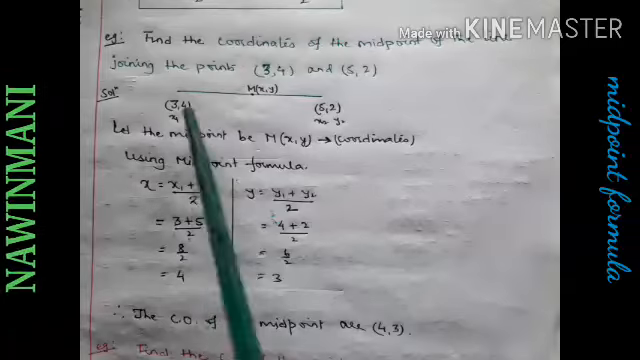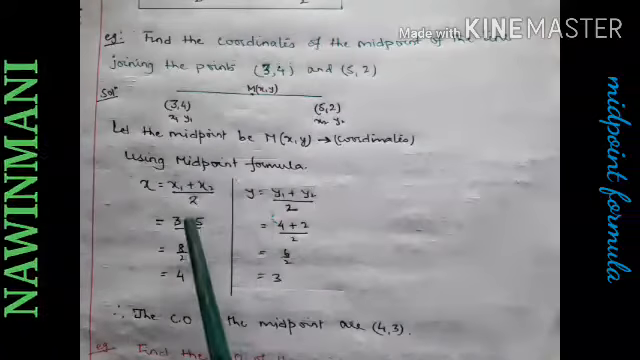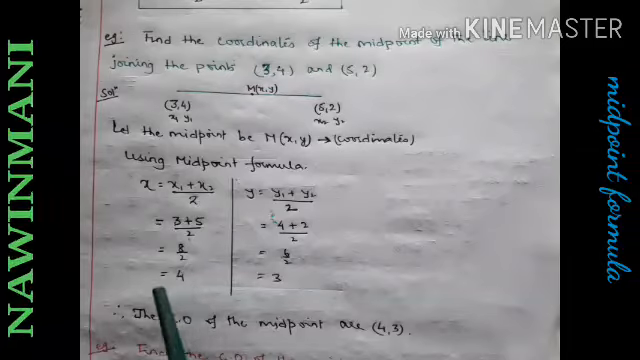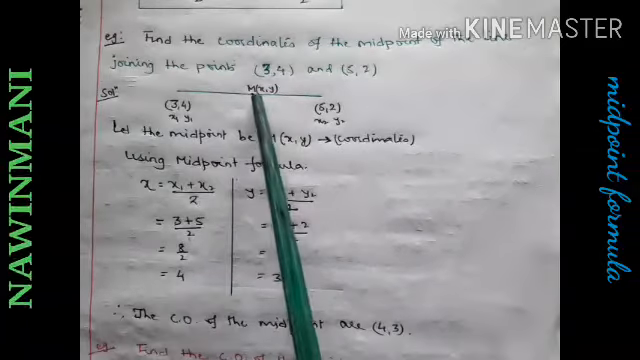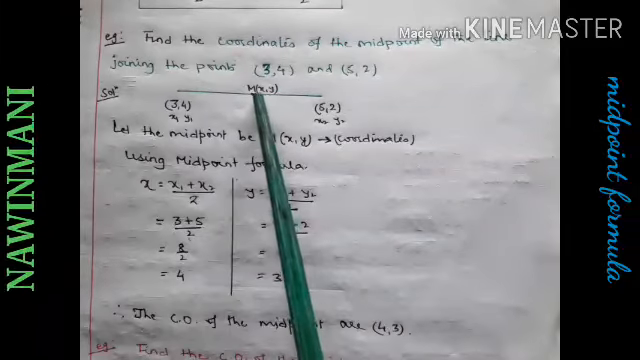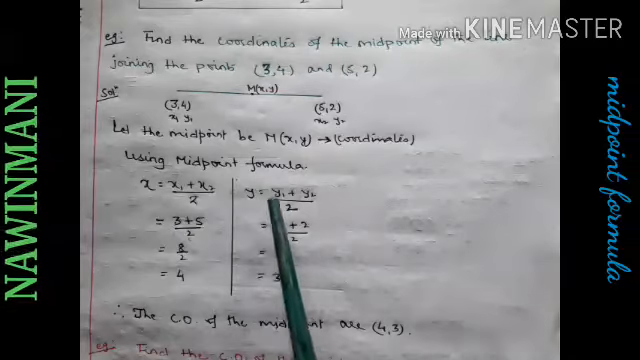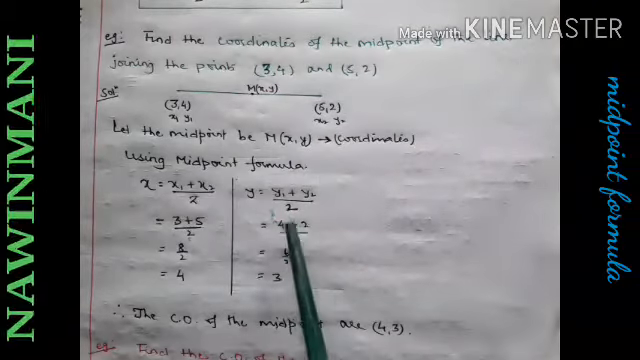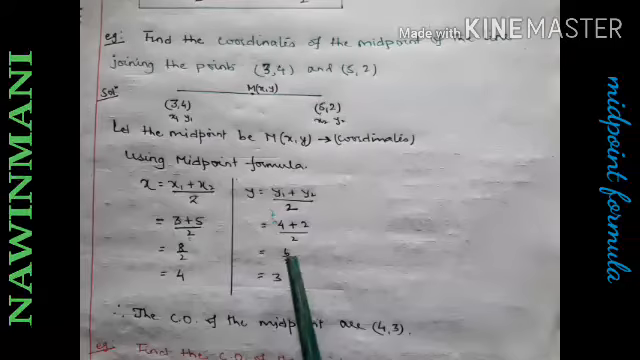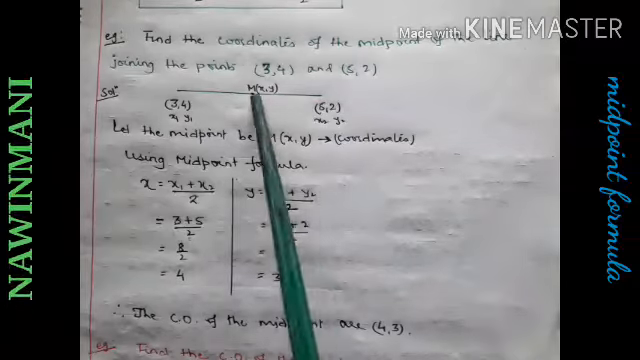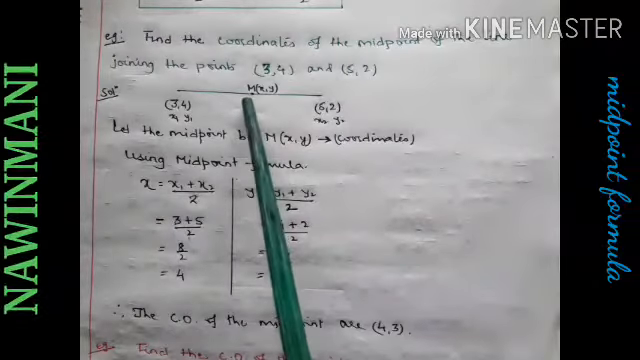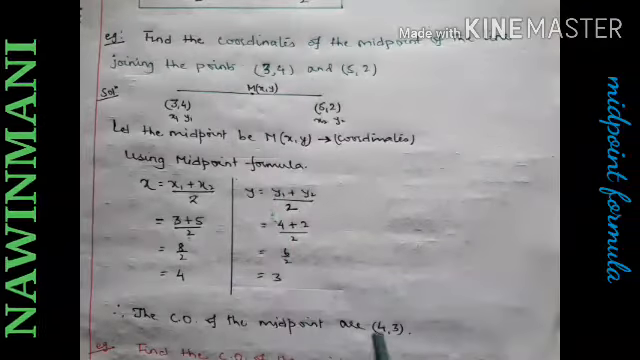For x1 we will use 3, for x2 we will use 5 by 2, 3 plus 5 is 8, 8 by 2 gives us 4. So the value of the abscissa x will be 4. And for y it is easy, y1 plus y2 by 2, y1 is 4, y2 is 2, you write them, add them and divide them, you get the ordinate to be 3. So what will be the coordinates of the midpoint? 4 and 3.